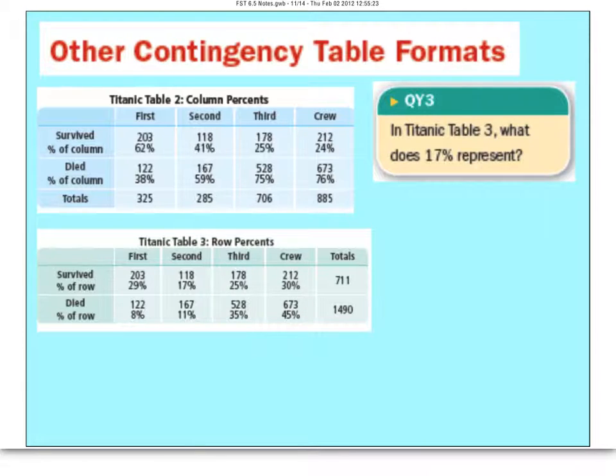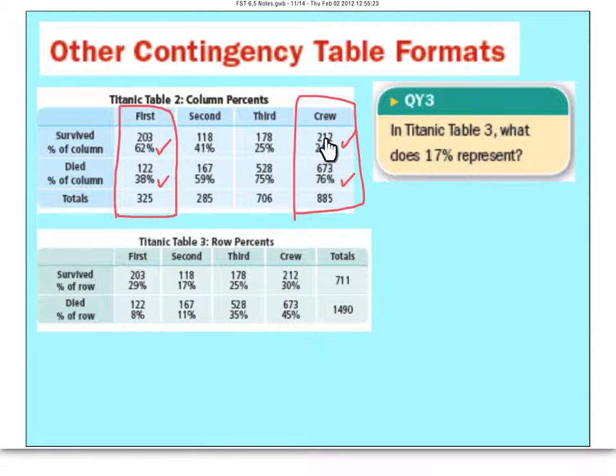So again, we have our Titanic data that we're used to looking at. If you look at this, they're saying it's columns. Looking at the column for first class, we can tell it's a column percent table because 62 plus 38 is 100. For the crew, 24 and 76 is 100. So the totals were done by percentages. They got the 24%, for example, by doing 212 divided by 885.